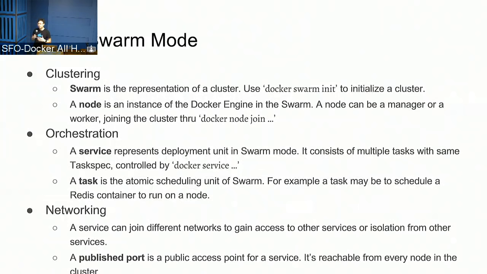And then the next part is about orchestration. In orchestration, the most important concept is the service, the kind of service architecture we are fitting into. A service represents a deployment unit in Swarm Mode. It consists of multiple tasks. These tasks share the same task spec. So you can use the Docker Swarm API, the command line, or the service API to create, update, and remove your service.